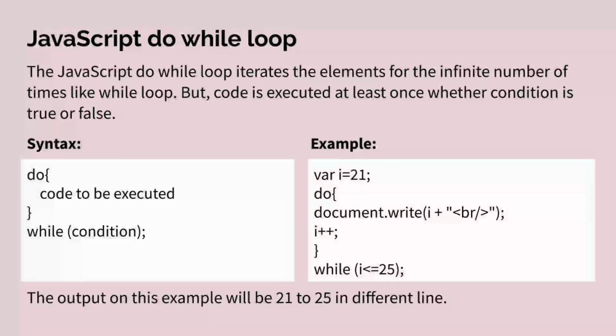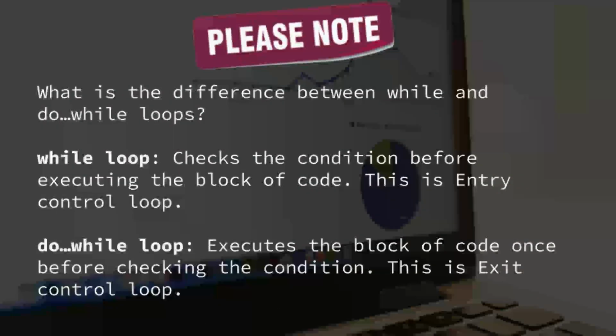The last loop in JavaScript is the do while loop. The do while loop in JavaScript iterates for an indefinite number of times like the while loop, but the code is executed at least once whether the condition is true or false. The syntax and the example is shown on the screen.